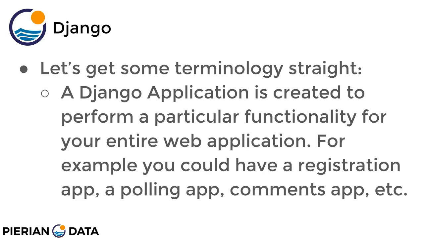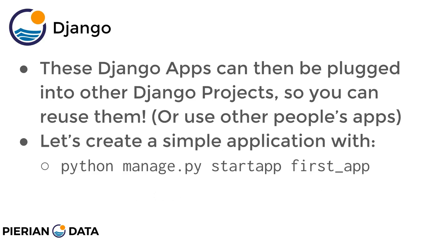A Django application is created to perform a particular functionality for your entire web application. So for example, you could have a registration Django application, a polling Django application, or a comments Django application. So a polling app, comments app, etc. These Django apps can then be plugged into other Django projects, so you can reuse them, or more importantly, use other people's Django applications. This process of being able to take a Django application and plug it into another Django project leads to the terminology of pluggable Django applications.